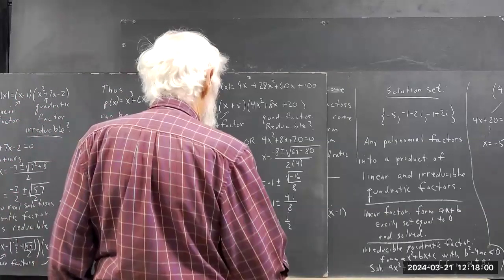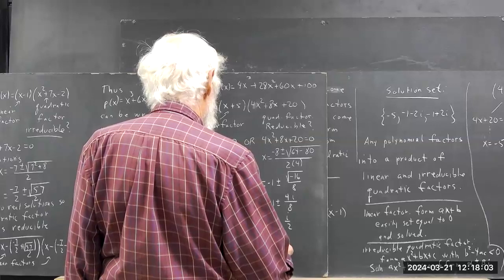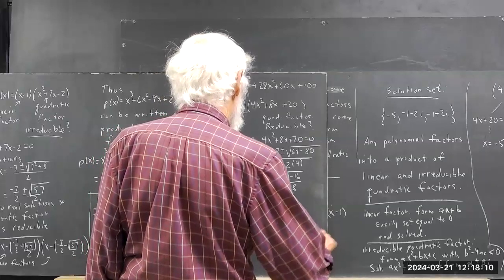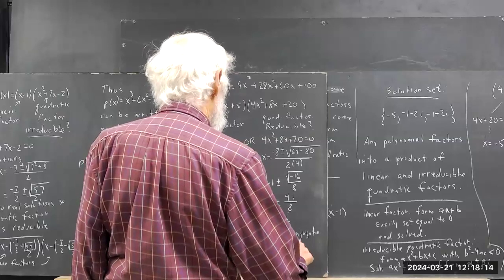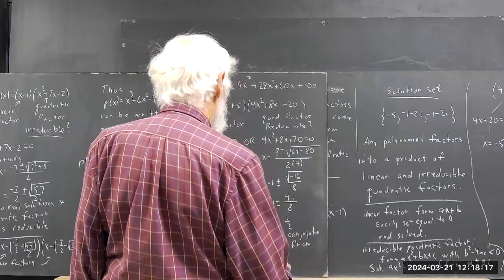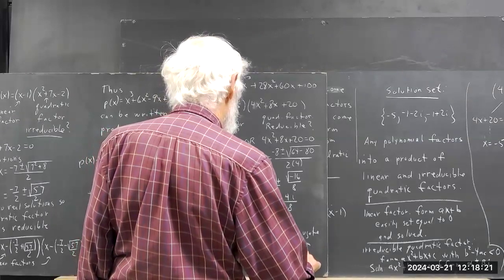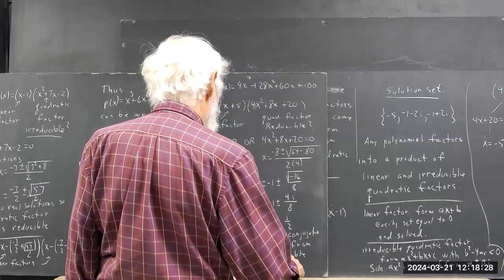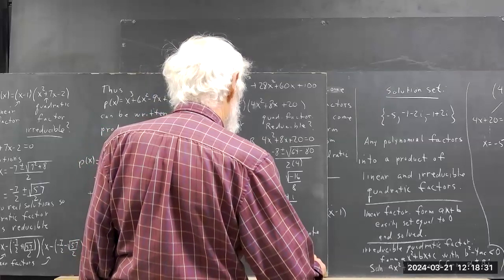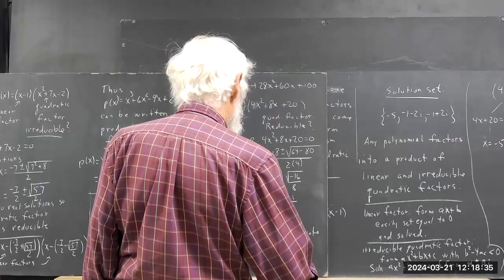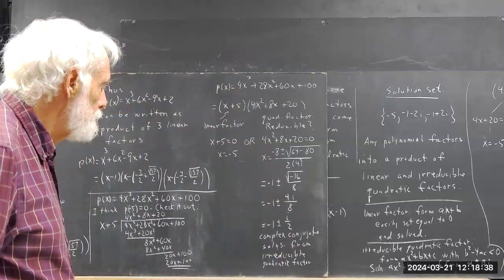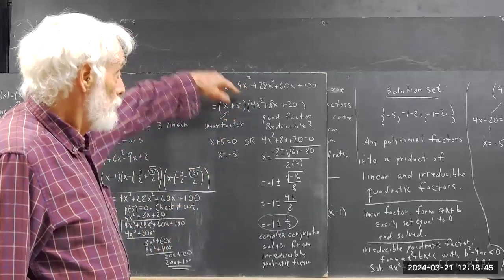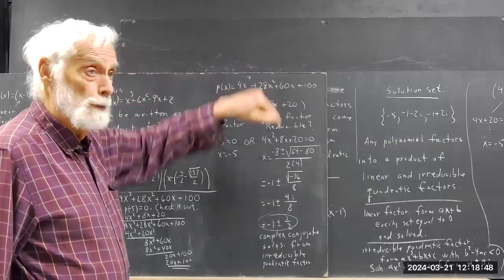Okay, complex solutions. This introduces the terminology: this is called complex conjugate solutions from the irreducible quadratic factor. So we've shown that this polynomial factors into a linear factor and an irreducible quadratic factor.